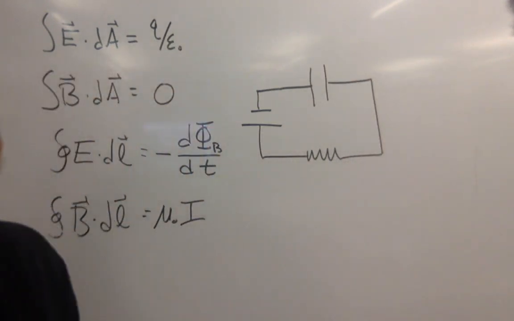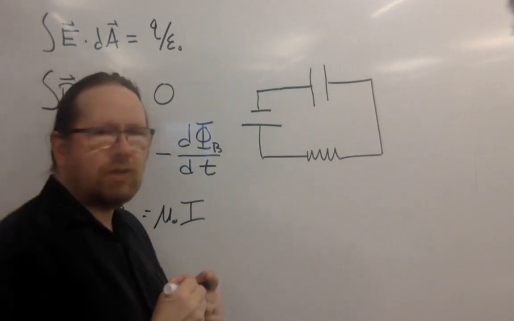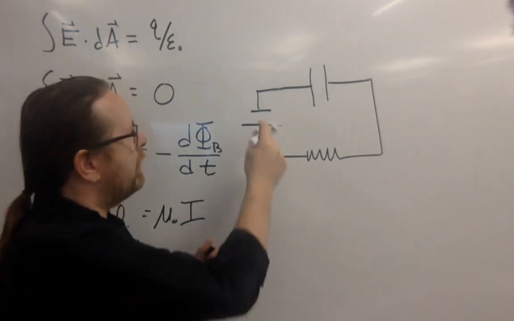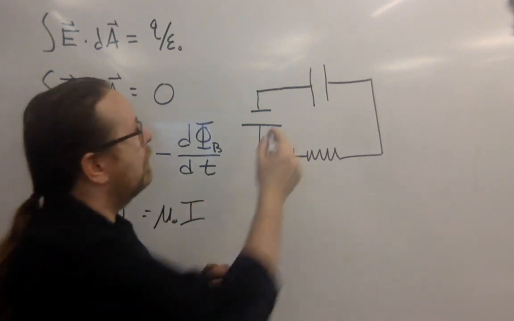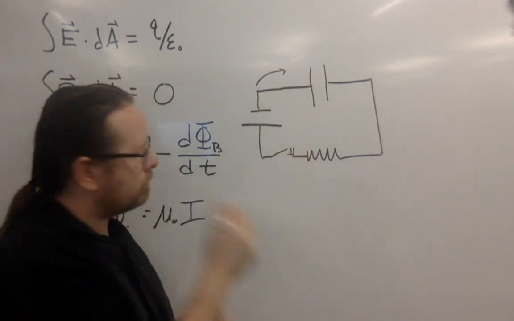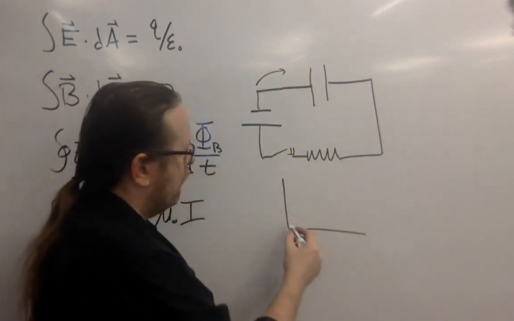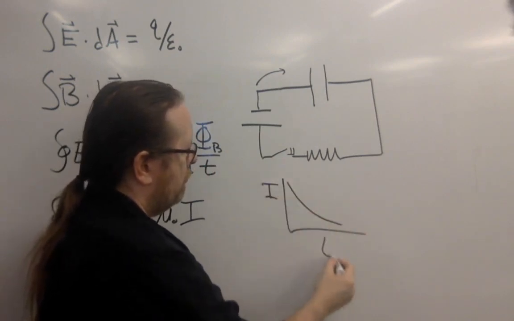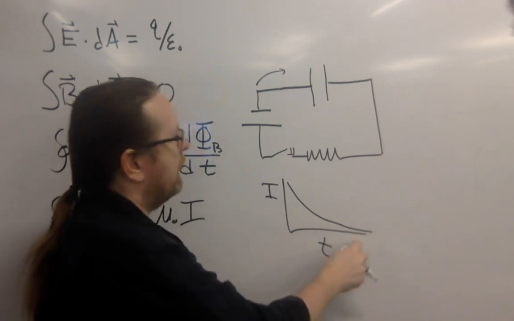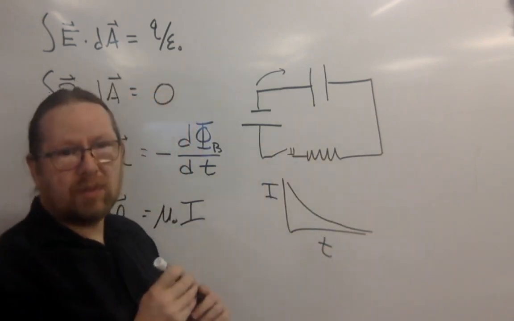In our last lecture, when we talked about RC circuits and RLC circuits, we said if we have a switch here and we close the switch so that current starts to flow through this circuit, the current will start big and gradually tail off to zero as the capacitor fills up with charge.